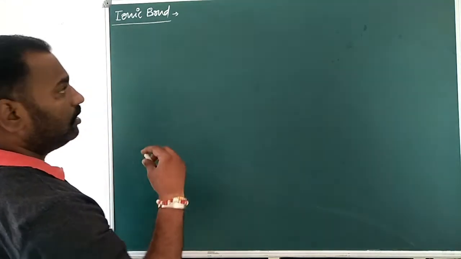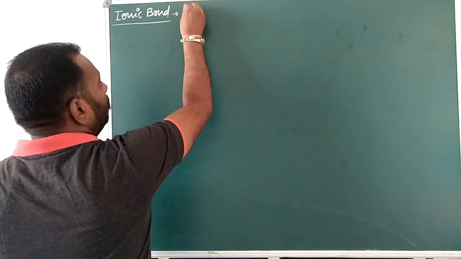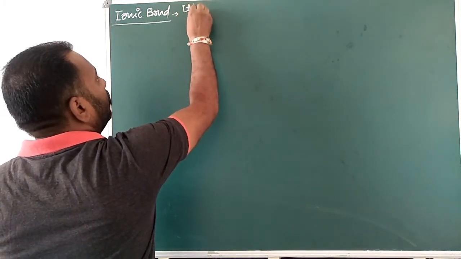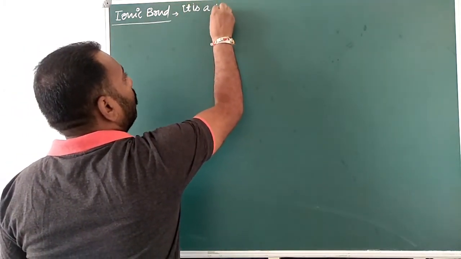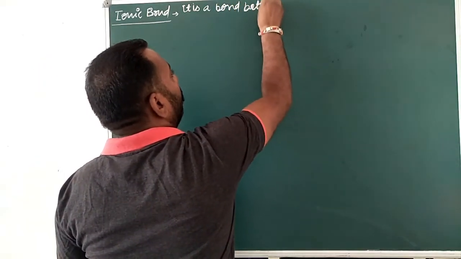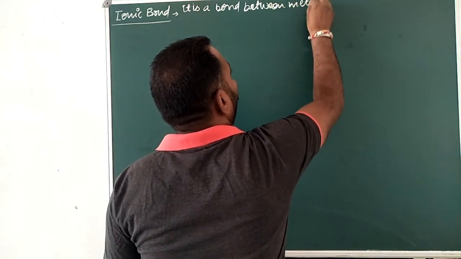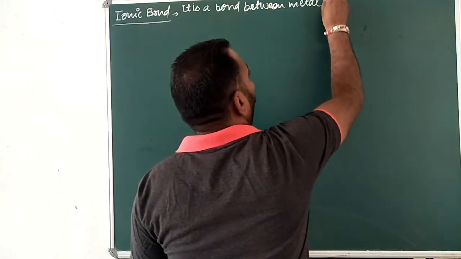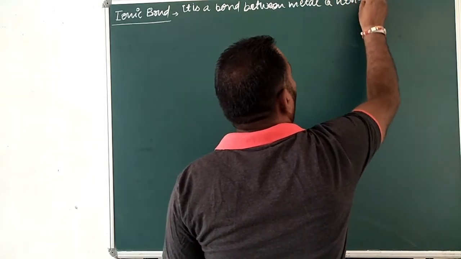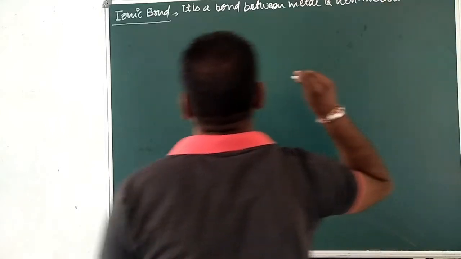Generally, the ionic bond is made between metals and non-metals. So we have to write: it is a bond between metals and non-metals.